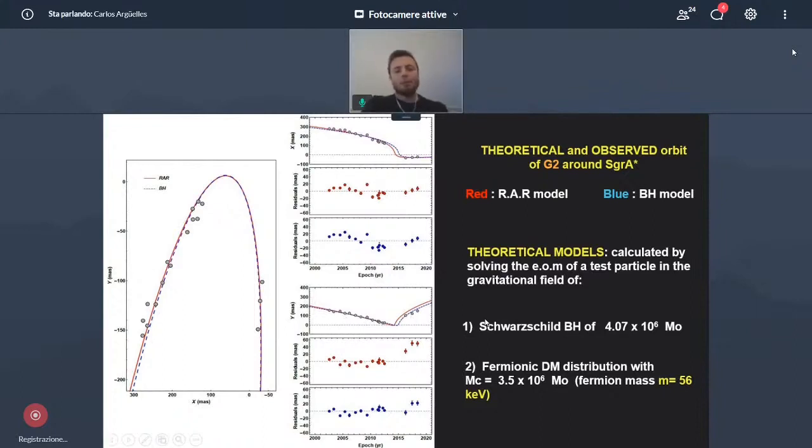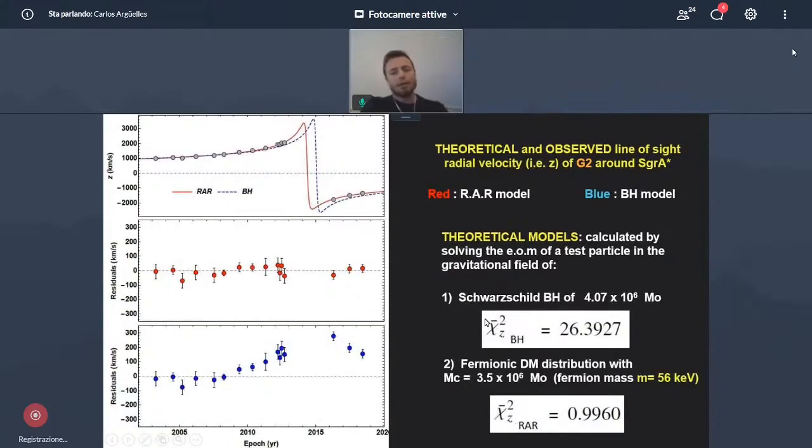But the key point comes when trying to fit the line of sight radial velocity. As I told you, there is an observed deceleration. You see these gray dots after pericenter passage, and the blue dashed curve corresponds to the black hole. We cannot fit this data after pericenter passage unless you invoke a drag force by an accretion flow.